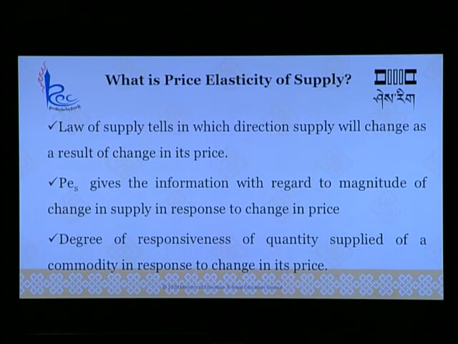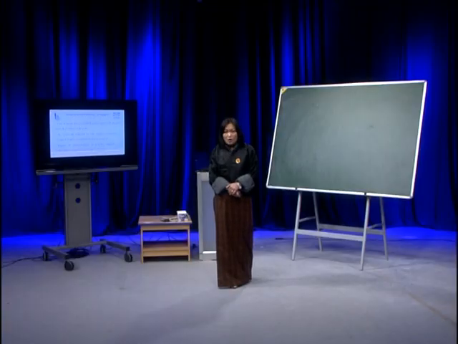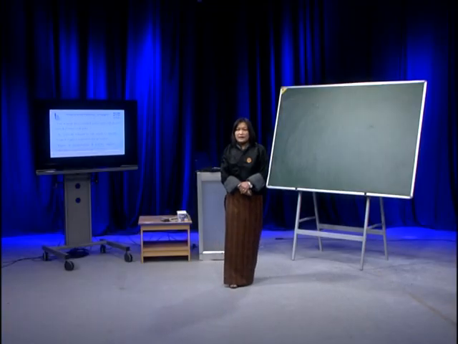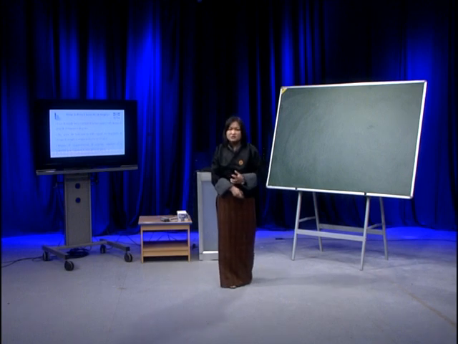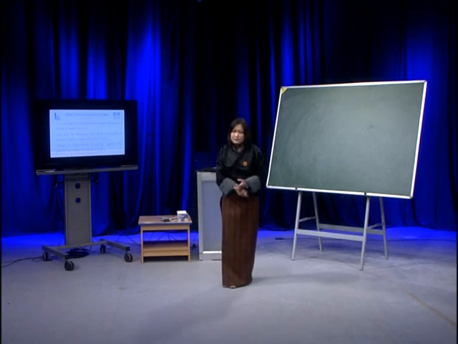So the next concept, or component, of elasticity of supply is price elasticity of supply. It gives information with regard to the magnitude of change in supply in response to a change in price. When we were discussing the law of supply, we did not look at the magnitude of change in the quantity supplied because of the change in the price. In this elasticity, we are going to look at by how much the supply is changing with the change in the price. So therefore, elasticity can be measured.